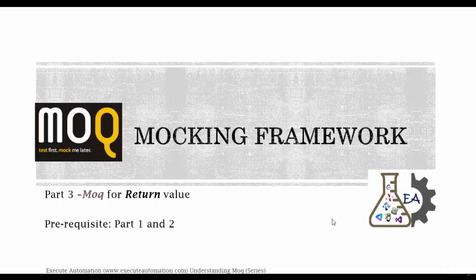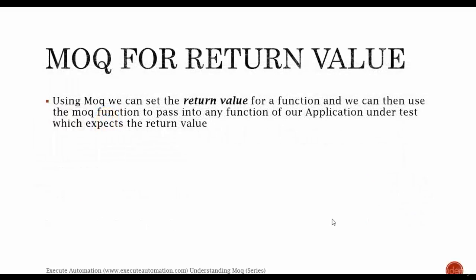And in this part, we're going to talk about mock for return values. So before watching this part, I would request you to watch part 1 and 2 so that you can have a clear understanding in this part. Mock for return values. Using mock, we can set the return value for a function and we can then use the mock function to pass into any function of our application under test which expects the return value.